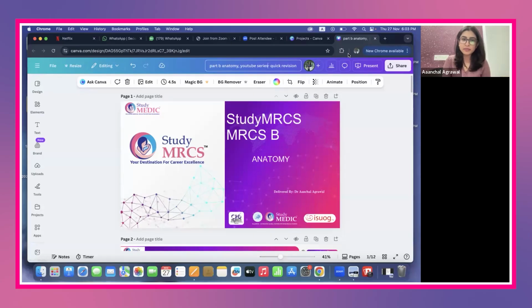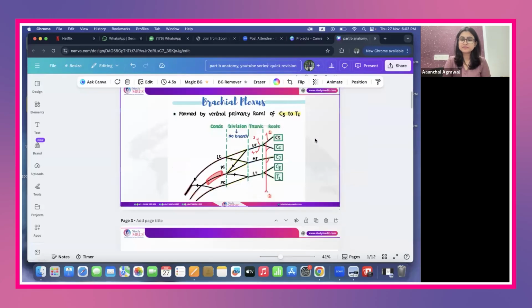The topics will be from the upper limb, the important ones like the brachial plexus, the nerve injuries like Erb's palsy and Klumpke's palsy, and along with that we'll be covering a few small topics like cubital fossa, anatomical snuffbox, and the wrist joints. Okay, so let's start with first the nerves of the upper limb.